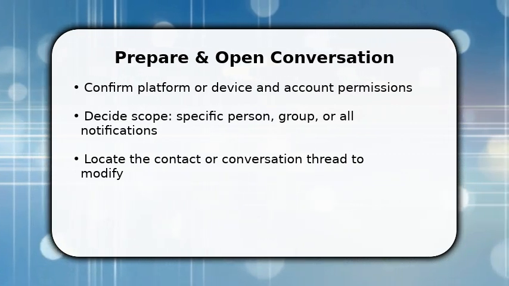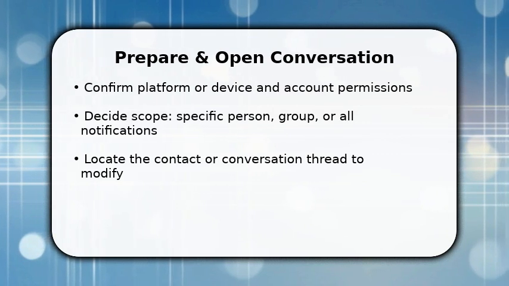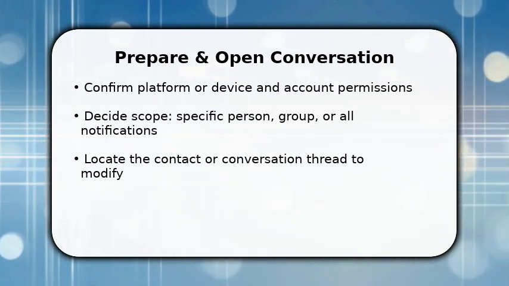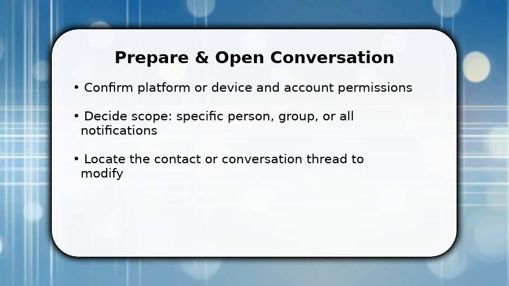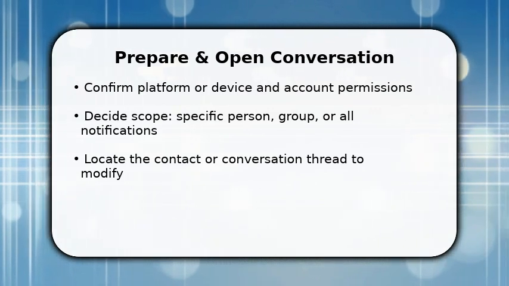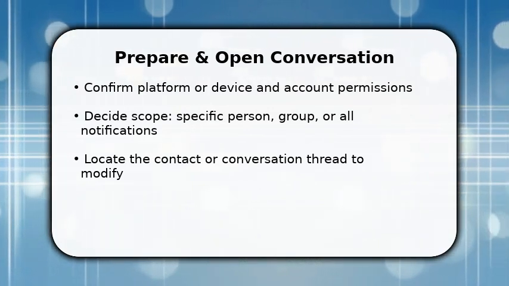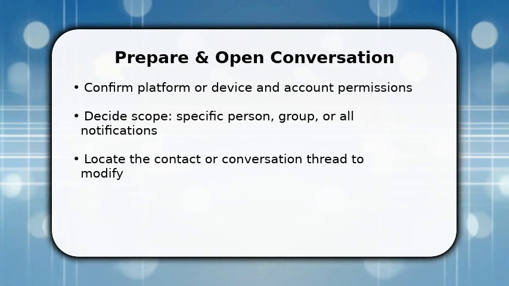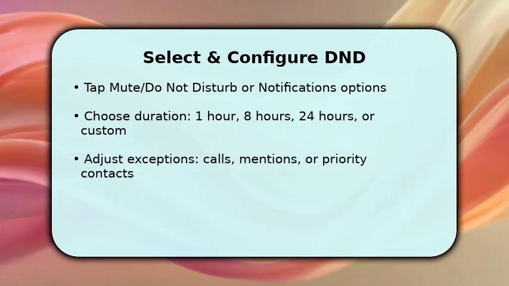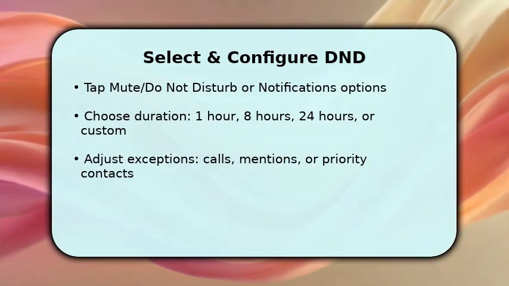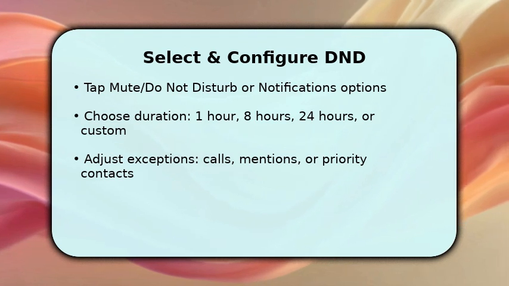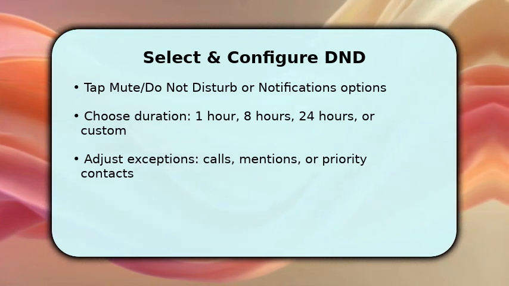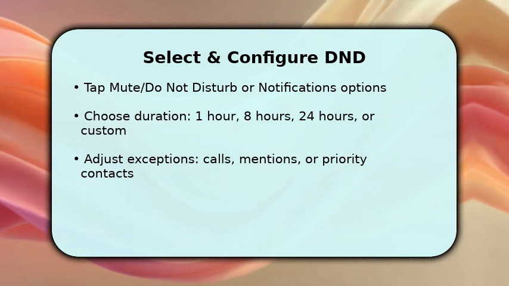Tap the contact or thread to expose options, then look for notification controls labeled Do Not Disturb, Mute, or Notifications. This first step sets the context and prevents accidental silencing of the wrong person. Once the notification menu is visible, select Do Not Disturb or Mute and read the choices. Timing matters. Choose a preset duration or open custom to pick exact start and end times.